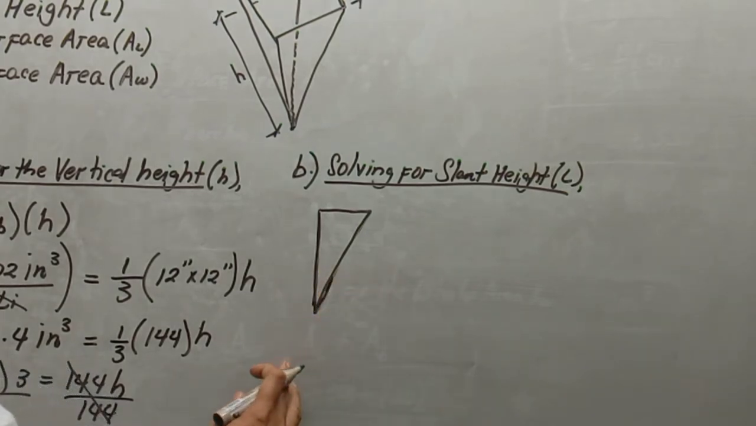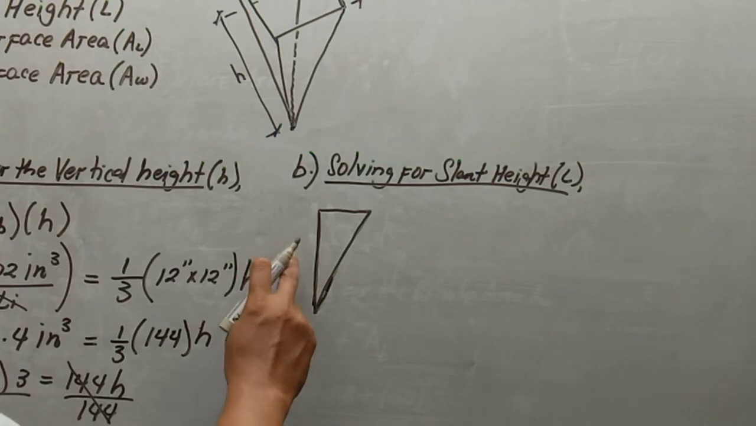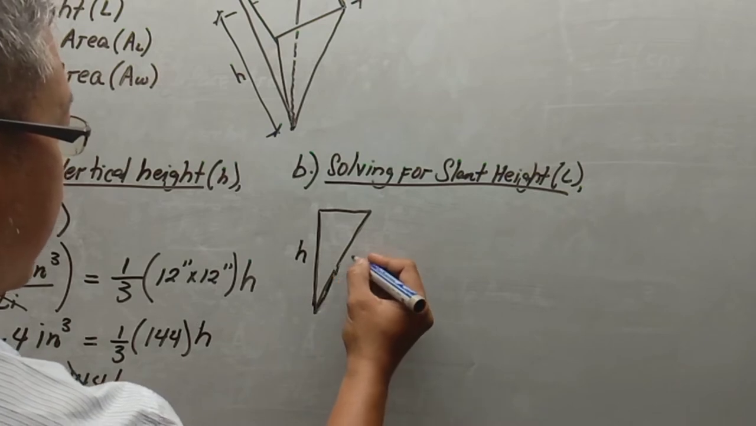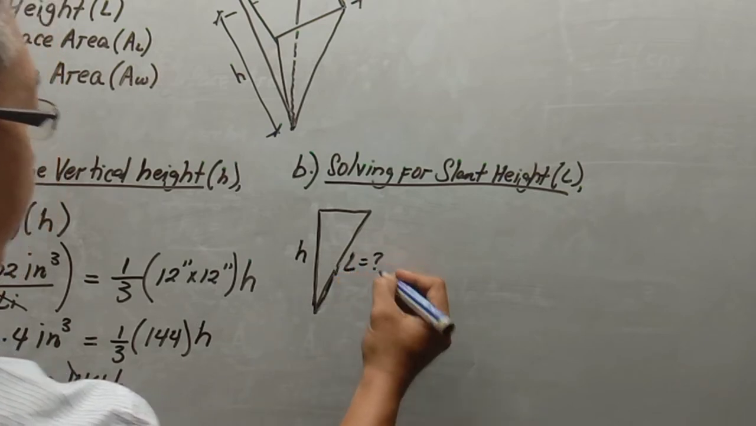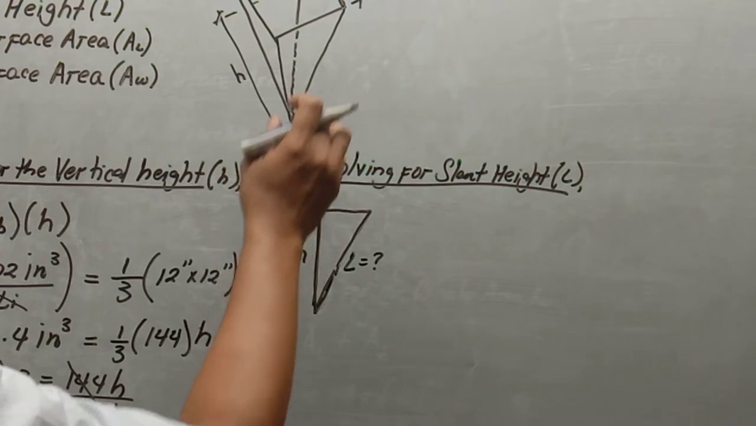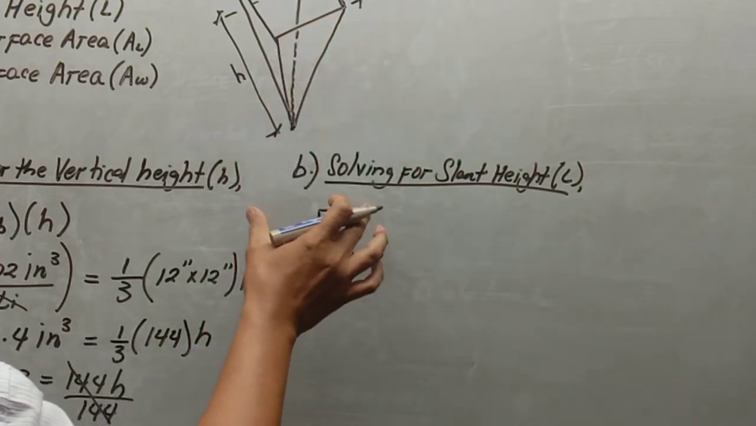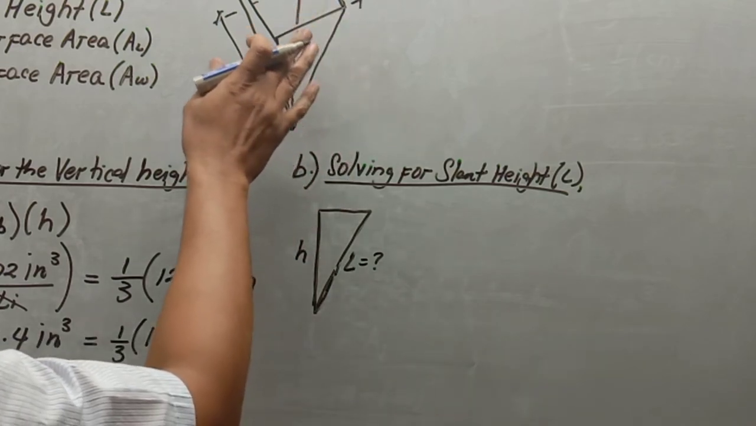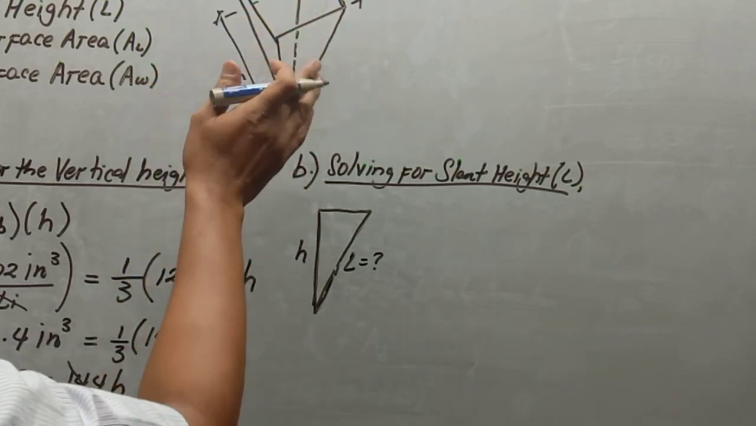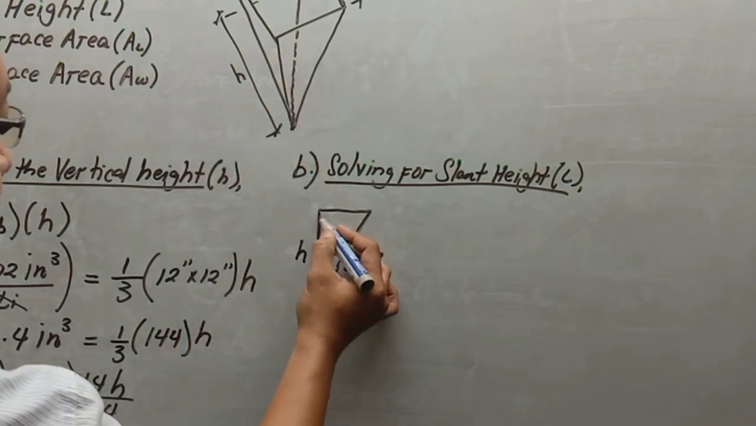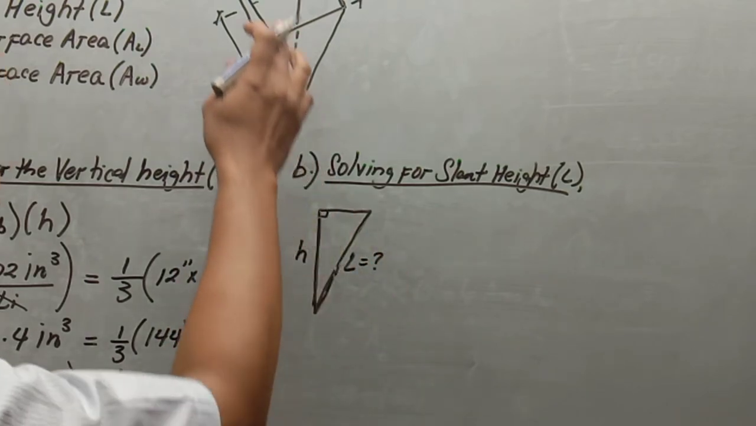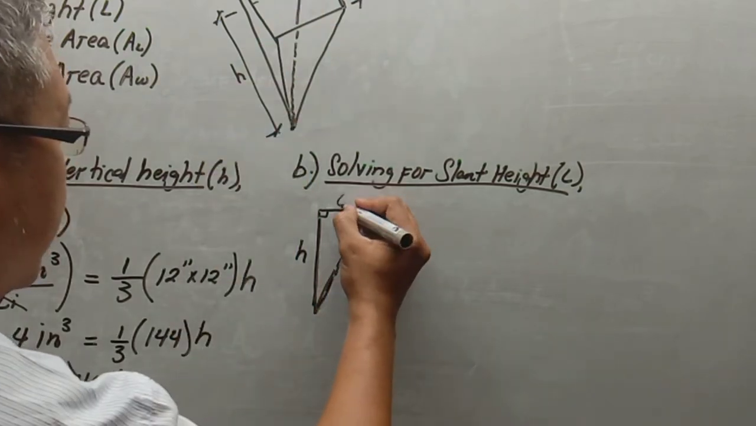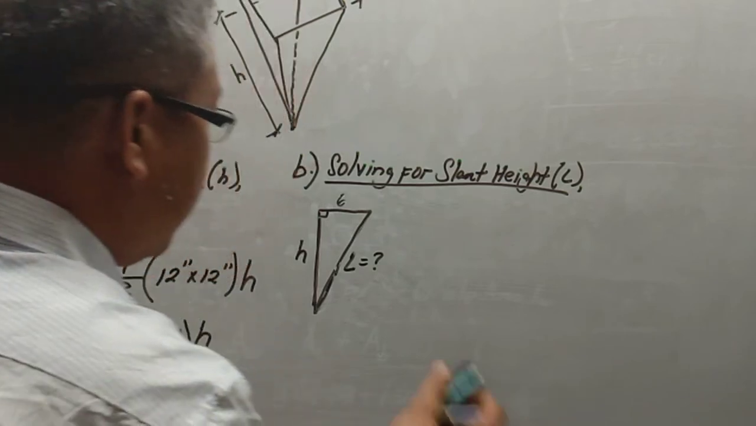As we all know, we have already calculated the edge, which is the vertical height. And this one is our requirement, the slant height. But take note, guys, we are considering one half of the lateral face of a pyramid, one half of the face. So this is a 90 degree right triangle. What is the length of the side? 12 inches, divided by 2, it will be 6 inches.